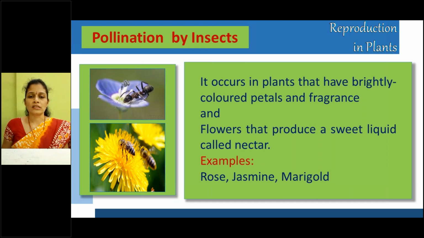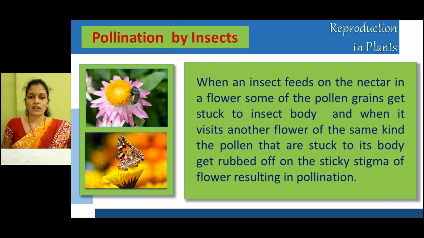And usually these insects are in search of nectar, because nectar is the food for insects. So when they are in search of nectar, they visit from flower to flower. Let us see what happens when they visit each flower. When an insect feeds on the nectar in a flower, some of the pollen grains get stuck to the insect's body, and when it visits another flower of the same kind, the pollen stuck to its body gets rubbed off on the sticky stigma of the flower, resulting in pollination.